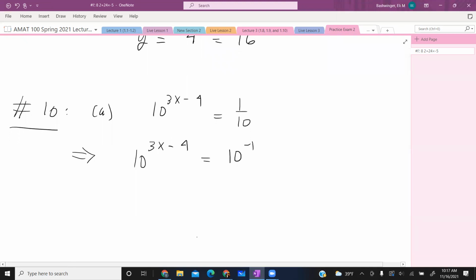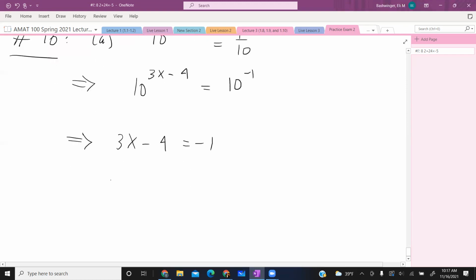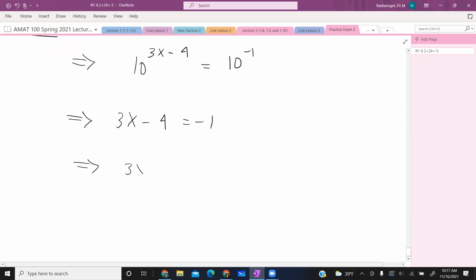For those of you who might not remember, the book uses the term one-to-one. You can talk about one-to-one functions, but those are the same as injective functions. The two terms mean the same thing. So I have 10 to the 3x minus 4th power, and then I have 10 to the negative 1st power. Because the exponential function is one-to-one or injective, the powers have to be the same. And then I can solve for x. So I add 4 to both sides, so we get 5. And then I can divide by 3 to get 5/3.